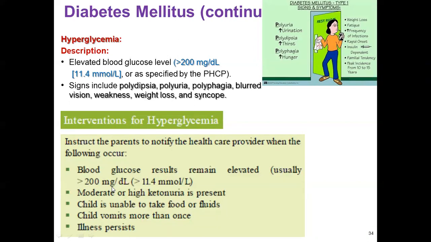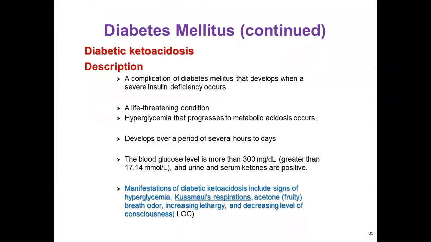We need to manage hyperglycemia, right? So the major complication of hyperglycemia in case of type 1 diabetes is that the patient develops diabetic ketoacidosis, shortly called DKA, right? So in case of DKA, what should we know? Let me read it first. Diabetic ketoacidosis is a complication of diabetes mellitus that develops when severe insulin deficiency occurs. Diabetic ketoacidosis is a life-threatening condition. Hyperglycemia progresses to metabolic acidosis.